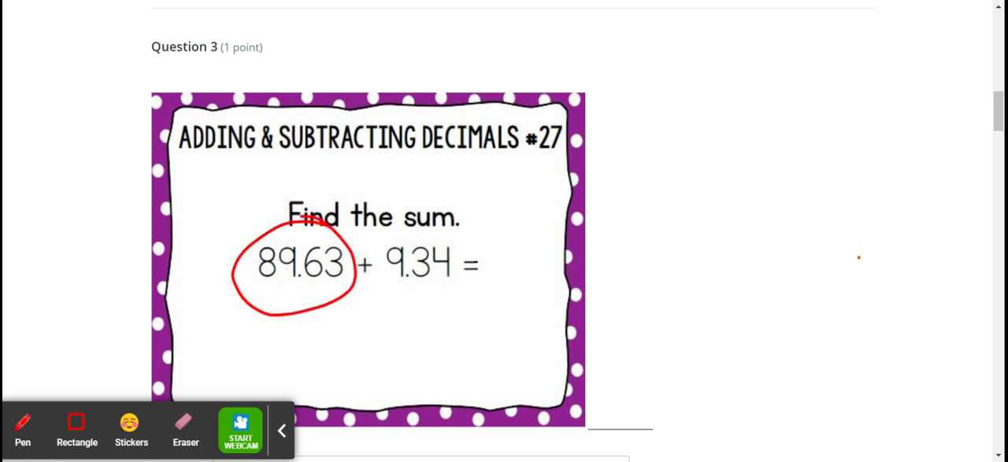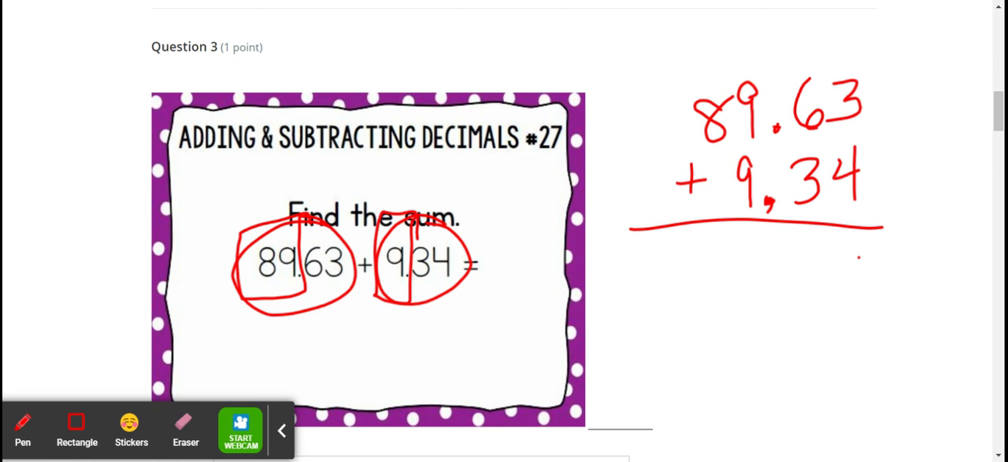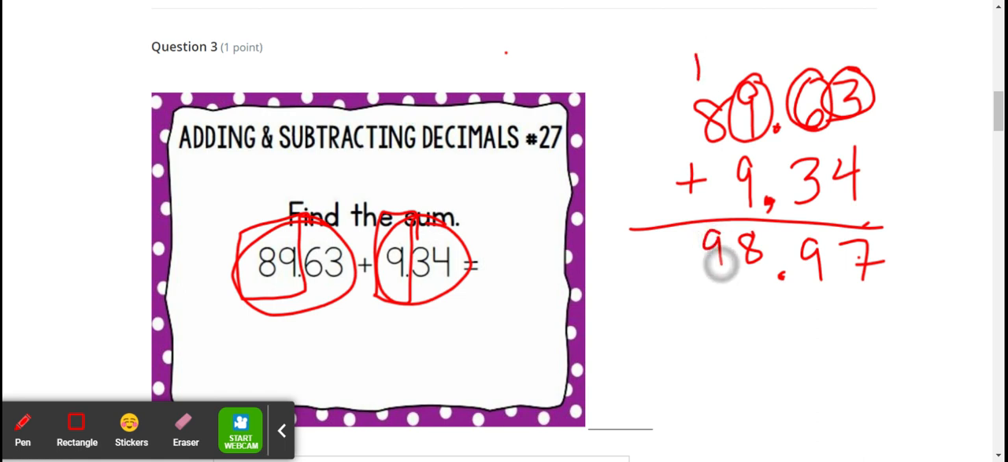So on find the sum. Start with the whole number value here. We have 89 and 9. Line up your decimals. 34 and then 63. We're trying to find the total. 3 plus 4 is going to be 7. 6 plus 3 is going to be 9. Bring your decimal down. 9 plus 9 is 18. Carry the 1. So we should have 98 and 97 hundredths.